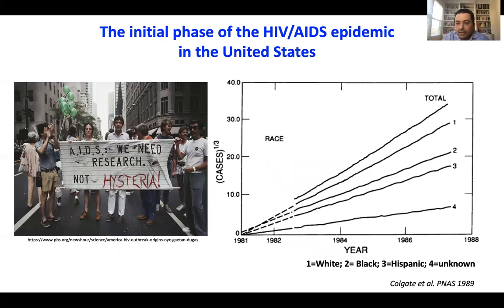The initial phase of the HIV epidemic in the United States during the first few years was characterized by sub-exponential growth. Indeed, in this paper by Colgate et al., the early dynamics of the HIV epidemic was characterized by a cubic polynomial, as you can see in this picture, most likely related to the fact that HIV/AIDS is transmitted by an intimate contact, direct contact, or through intravenous drug use.